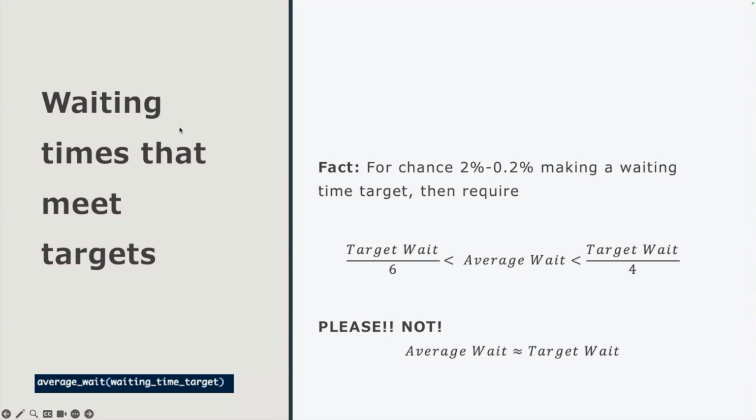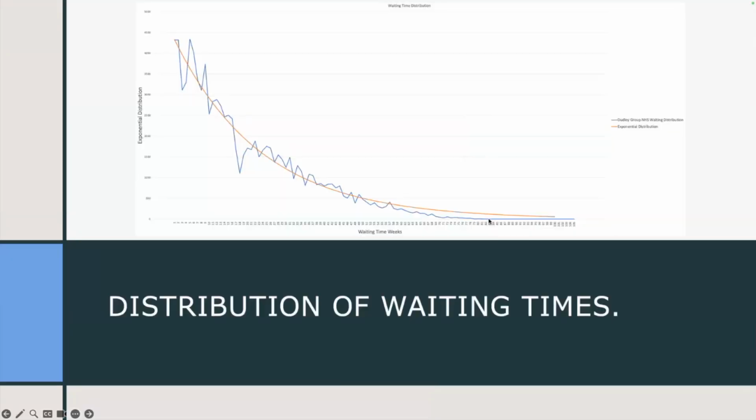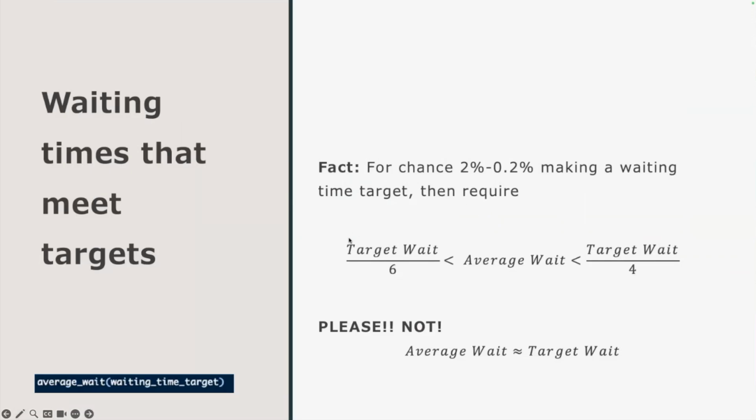So given this shape of the exponential distribution, if you were told the target that you were going to meet, think of it this way. Let's suppose those ENT people wanted patients to be seen in 52 weeks. You might think you could try to get the average waiting time at 52 weeks for people on your waiting list, but then half of the people will be under 52 and half of the people will be over 52, and that'd be very bad.